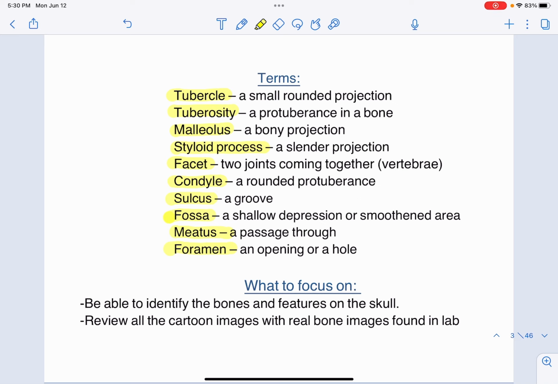So the goal of this lecture, and for when you are in lab, is to be able to identify the bones that I go over and identify the features of those bones. A lot of my images are cartoon images so that I can really stress where the feature is. But the goal for you is to take this lecture and sit down in lab with each of these bones in your hand and try to identify these features.